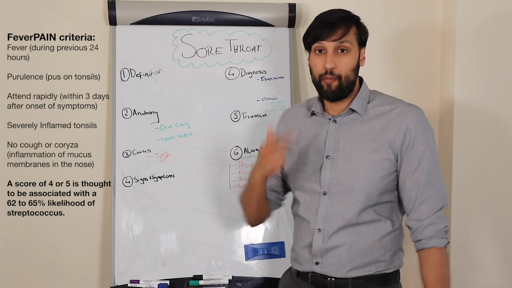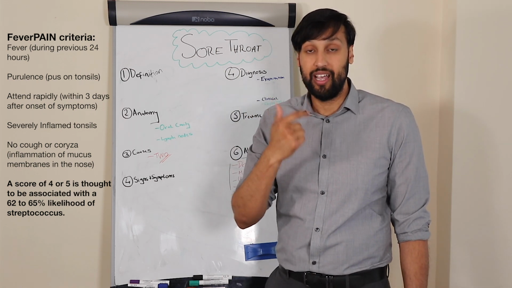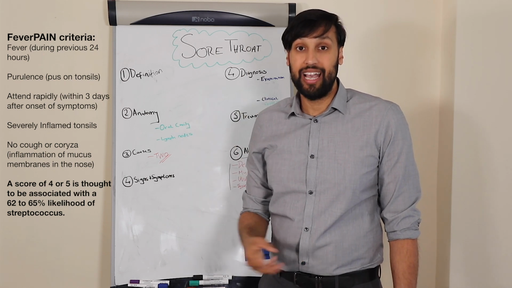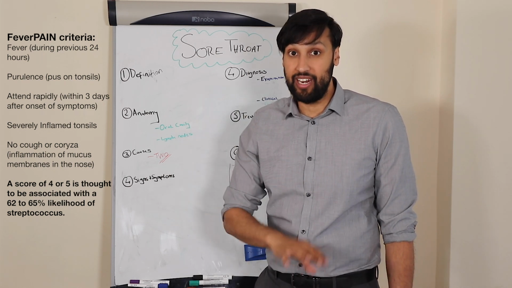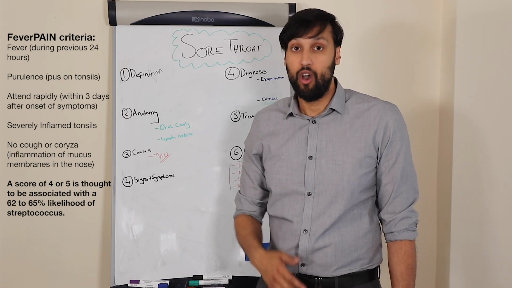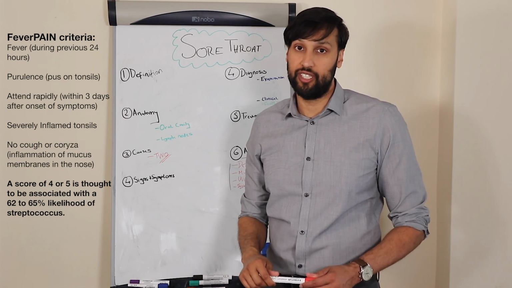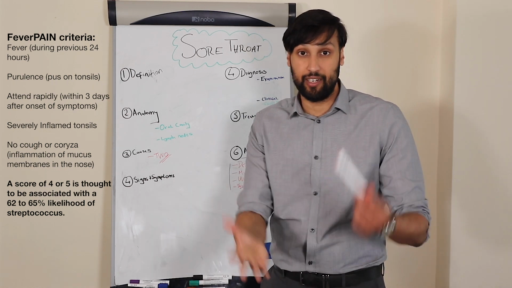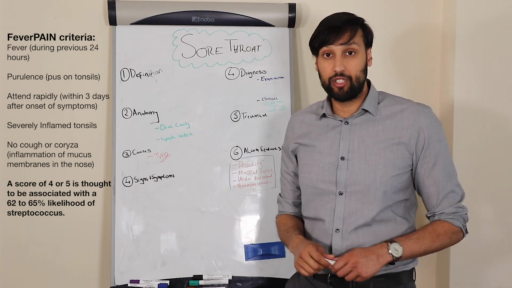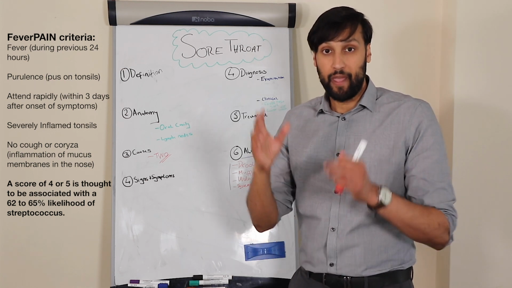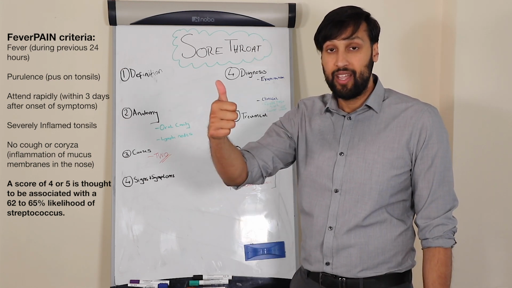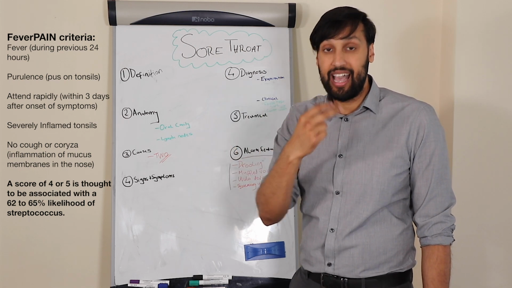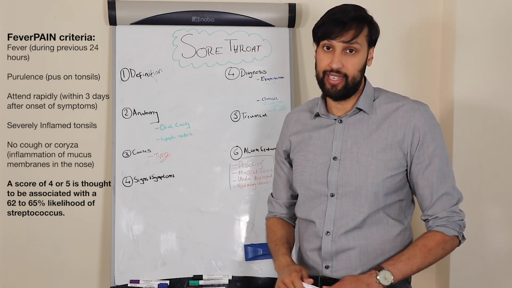They're also going to have pus or purulence on the tonsils. There's going to be absence of cough. There's going to be inflamed tonsils, and they would have attended to you within 3 days of onset of the symptoms. Or you could say within 2 days of the onset of the symptoms. So the FeverPAIN score is very useful for clinical decision making on a bacterial sore throat versus a viral sore throat. Again, the key is going to be fever, absence of a cough, pus, and they normally attend to you within 2 to 3 days.